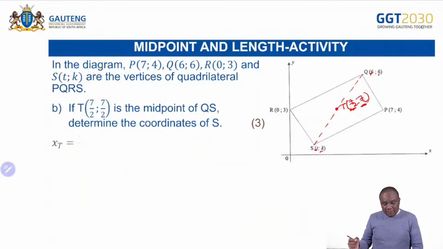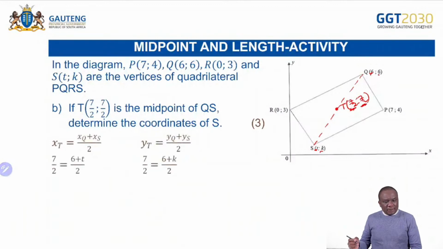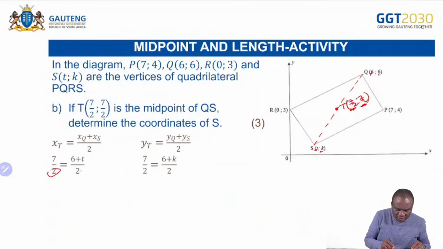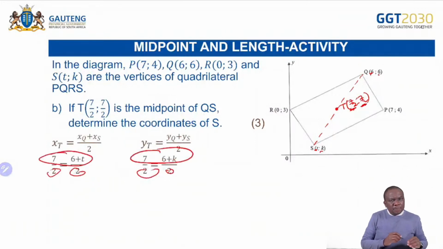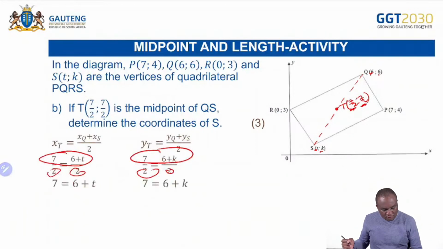And then we do that, and then we substitute correctly. This one, they have the same denominators. So we can just take the numerators like that. Because if you multiply by 2, both sides of the equation, the denominators are going to disappear, and then you remain with your numerators. And it's going to be 7 is equal to 6 plus t, and then at the other one, 7 is equal to 6 plus k, and then we solve for t and k. We find that t is equal to 1 and k is equal to 1.